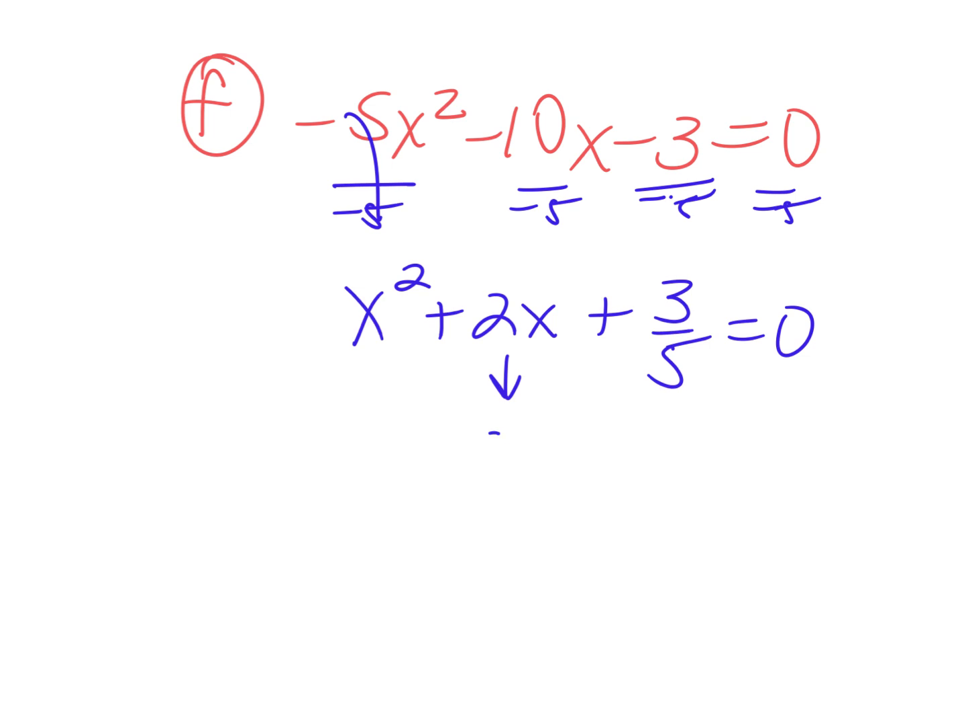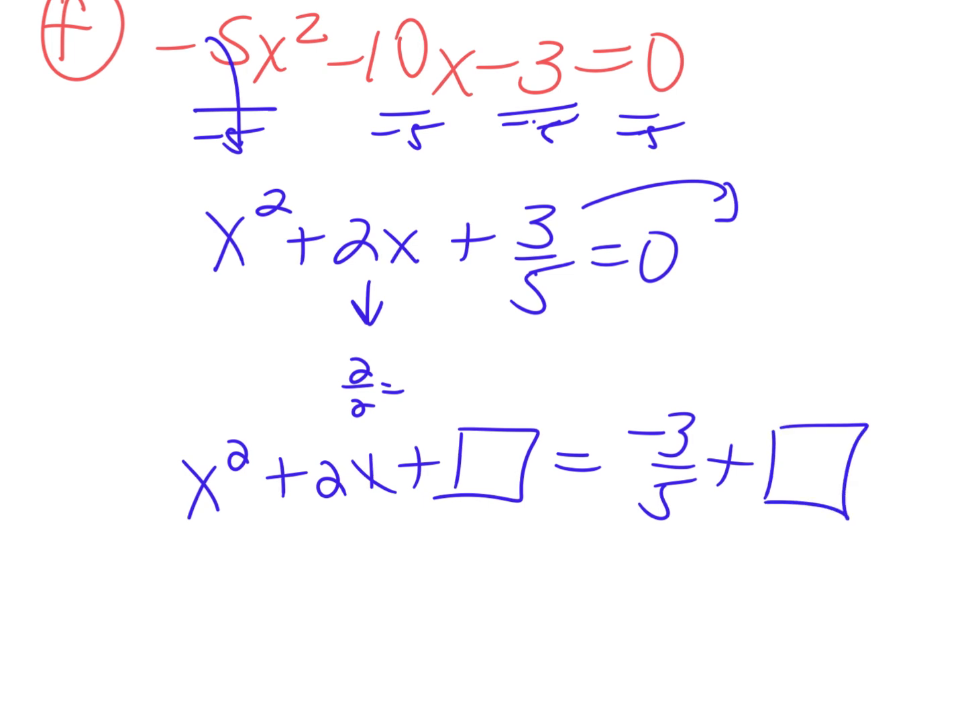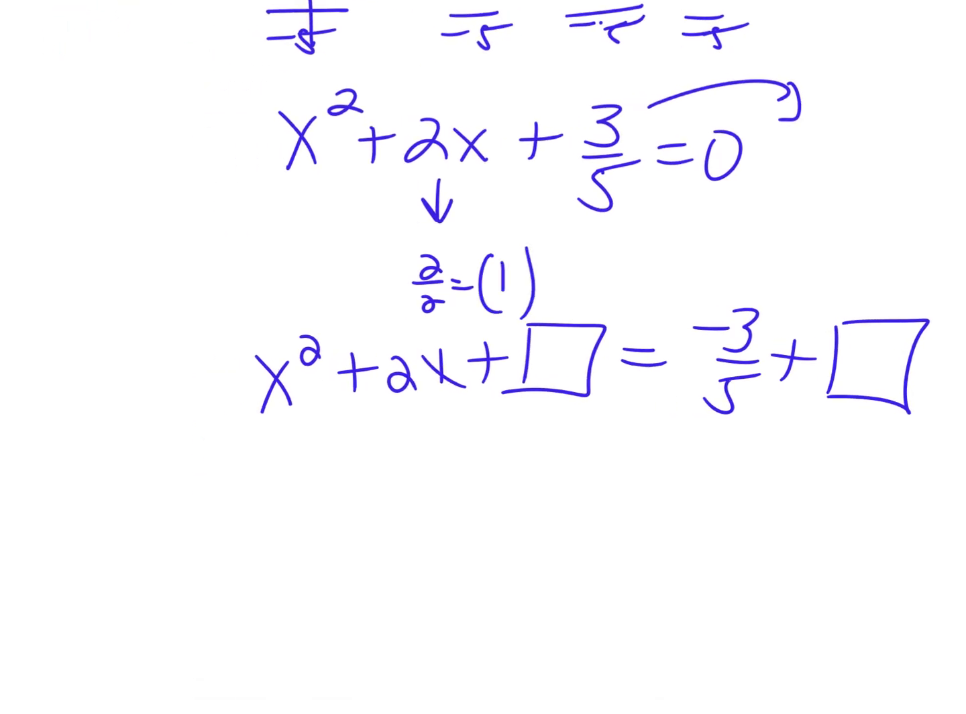Take your b term, divide by 2, and move this over. So I have x squared plus 2x plus my box equals -3/5 plus the box. And what's going to go in my parentheses? Well, 2 divided by 2 is 1. So x plus 1 squared equals, I'm going to square 1, so it goes here and here.